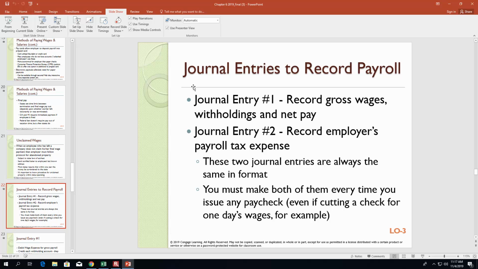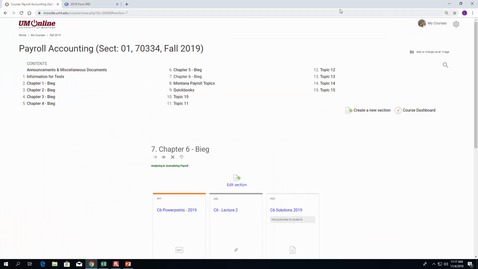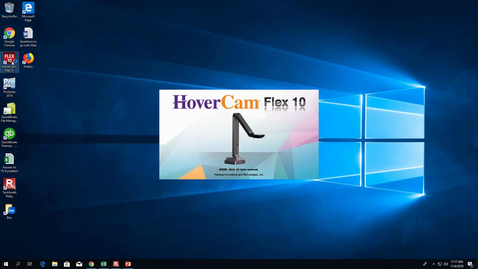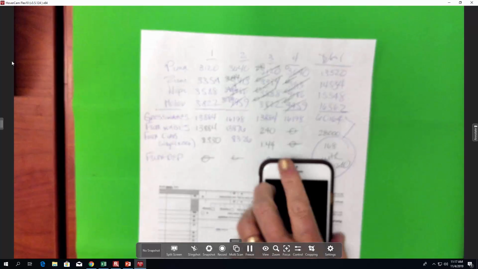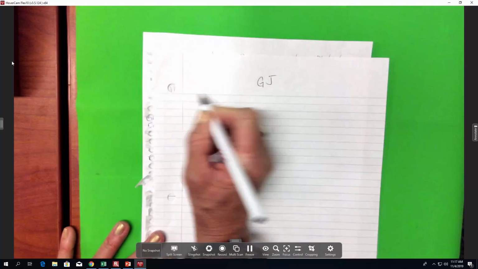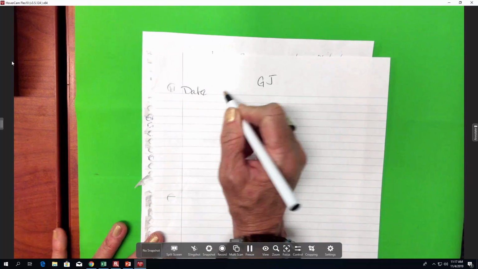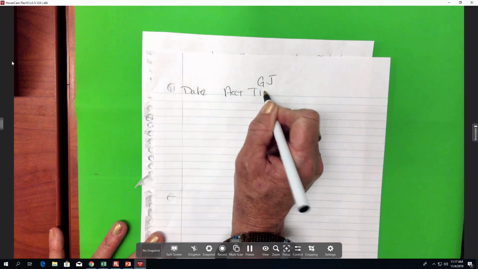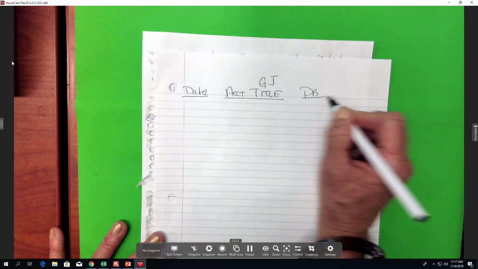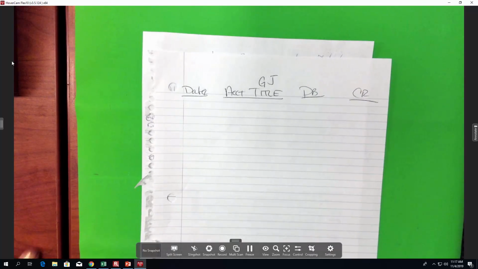Okay, so let's set up our journal. I think there's four columns: date, account description, debit, and credit. So this is a general journal: date, account title, debit, and credit. And obviously when you use any sort of software, it's going to have the exact same format. So we've got the journal set up.